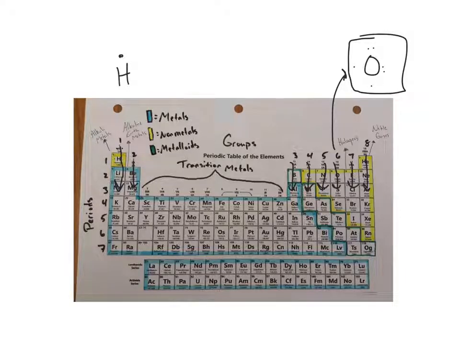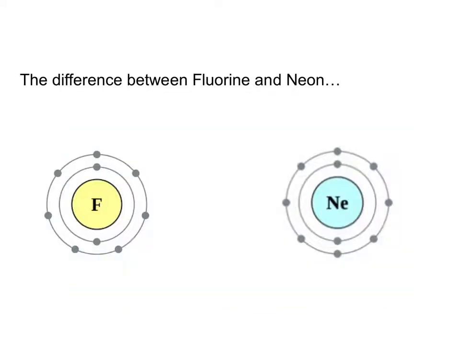And so you should feel pretty comfortable drawing Lewis structures by this point. You should know how many valence electrons there are in each column of the periodic table and be able to recognize that pattern. Before we start talking about what ions these atoms are going to be forming in the elements, we're going to talk about the difference between fluorine and neon because it's going to illustrate a really key point here.